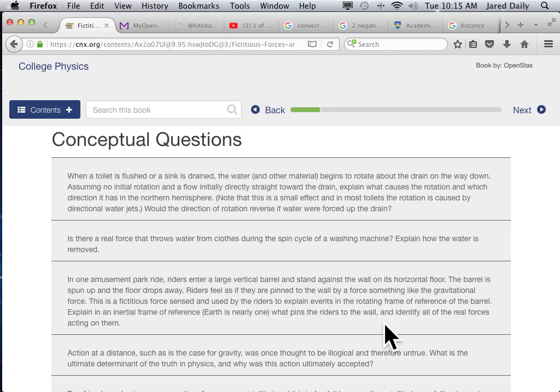So toilets: the rotation of water in a toilet is actually affected by this. If you do not design the toilet or the drain to rotate in a particular direction, it will most likely rotate in the direction caused by the Coriolis force. Okay? You can design toilets to go the other way, but why would you? They would be less efficient. They would be fighting this force, so they're designed to go that way.